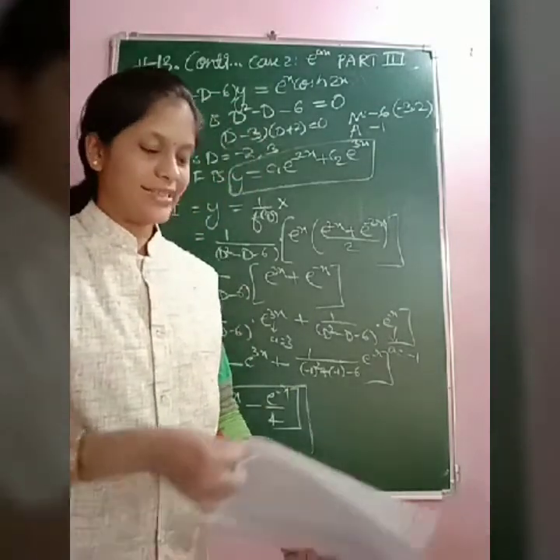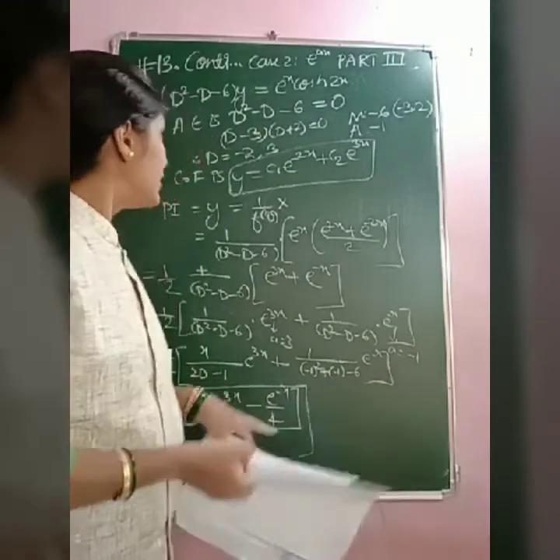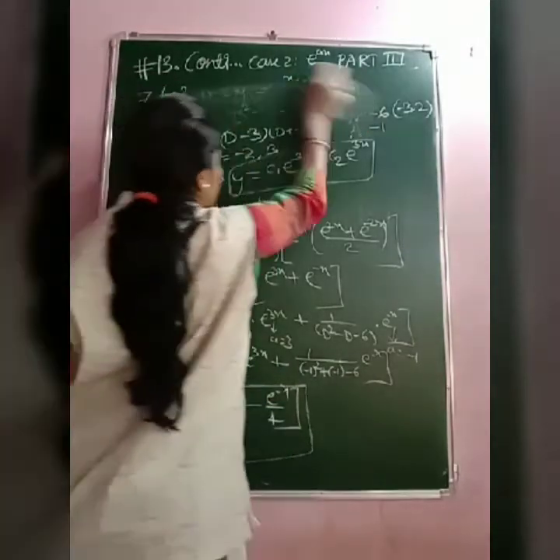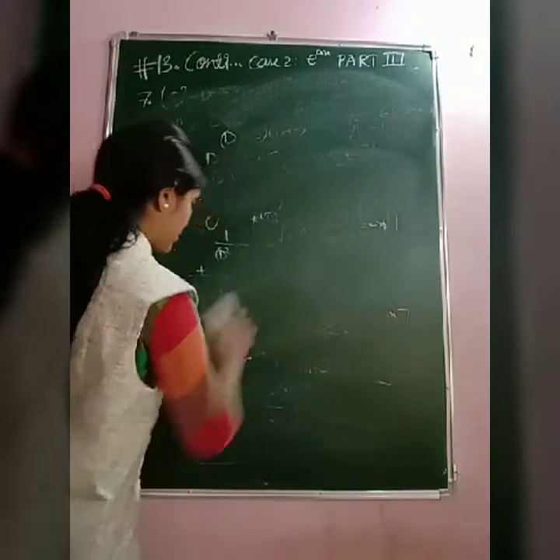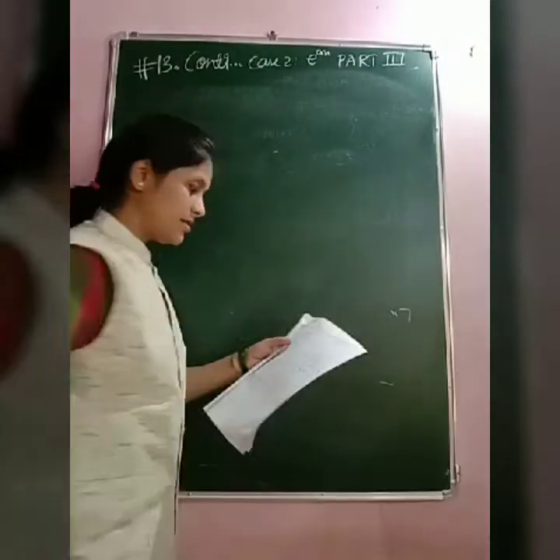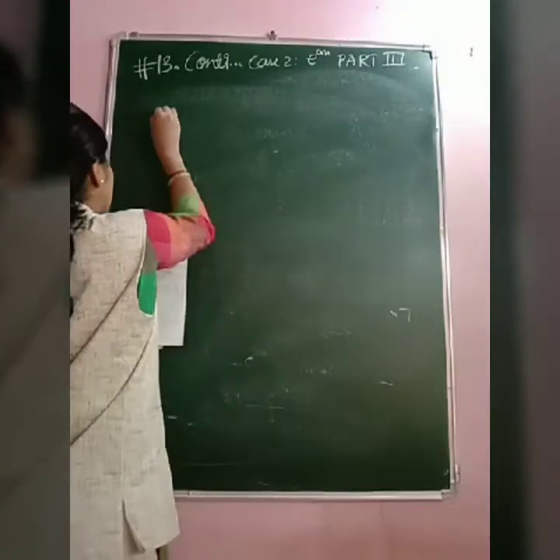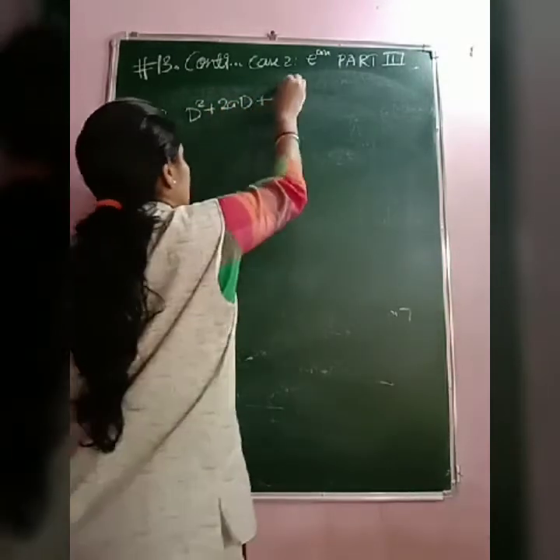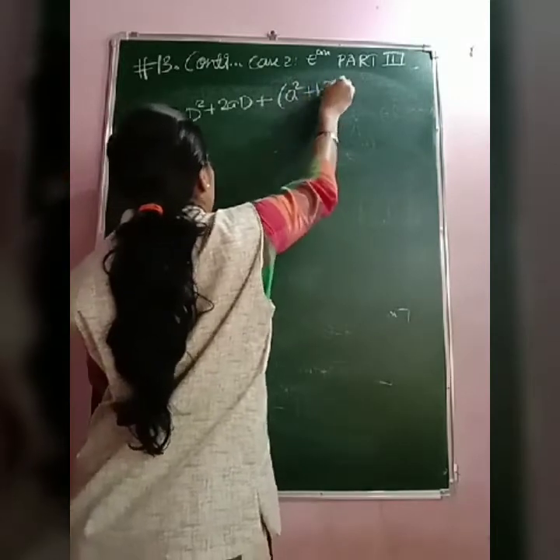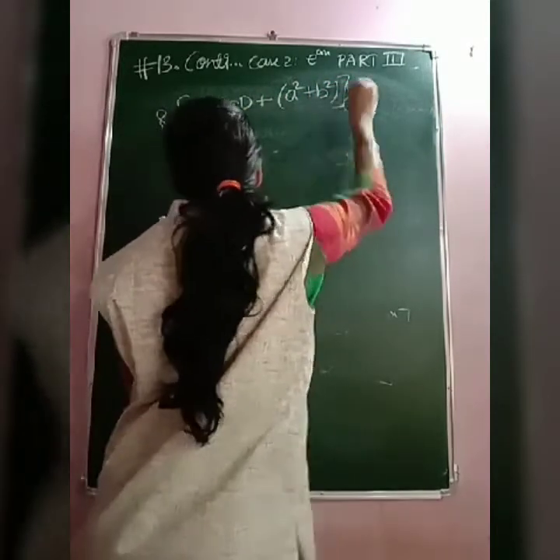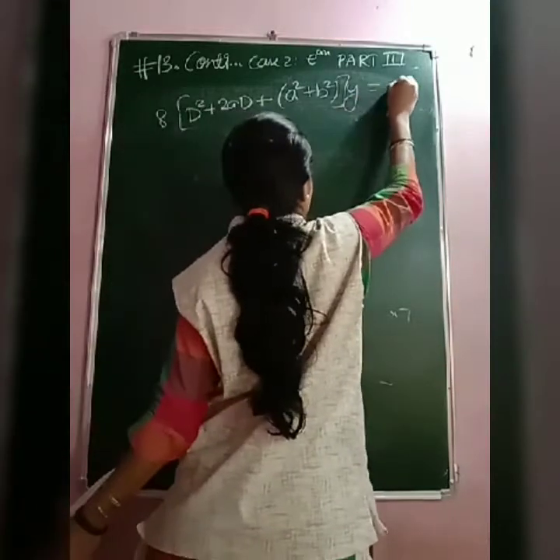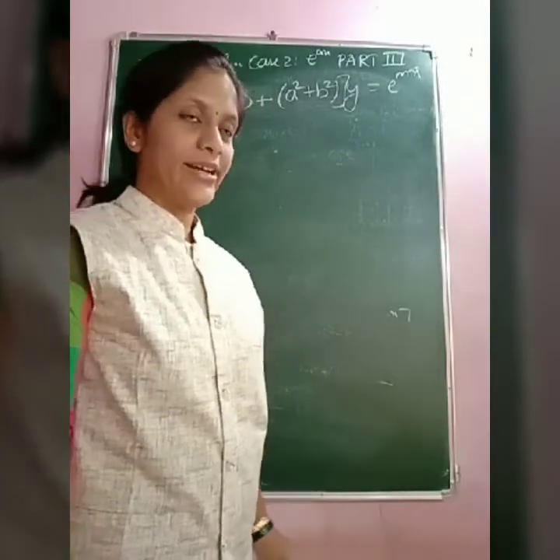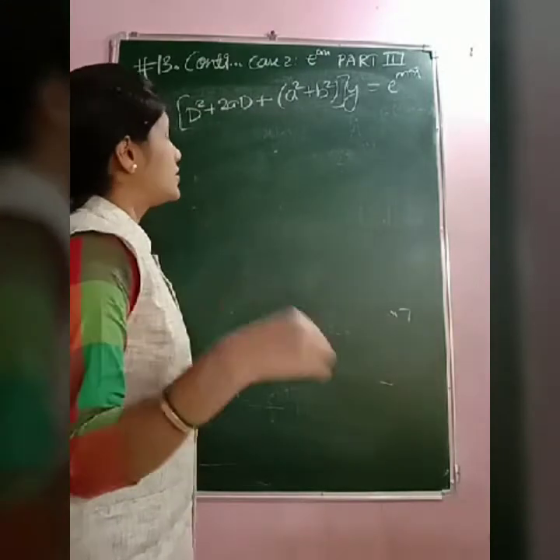Now let us see the next example. So question number 8 has been given as (D squared plus 2aD plus a square plus b square) of y equal to e raised to mx. So in e raised to x form, the a value is nothing but m, right? Direct form it is. So let us solve for this.